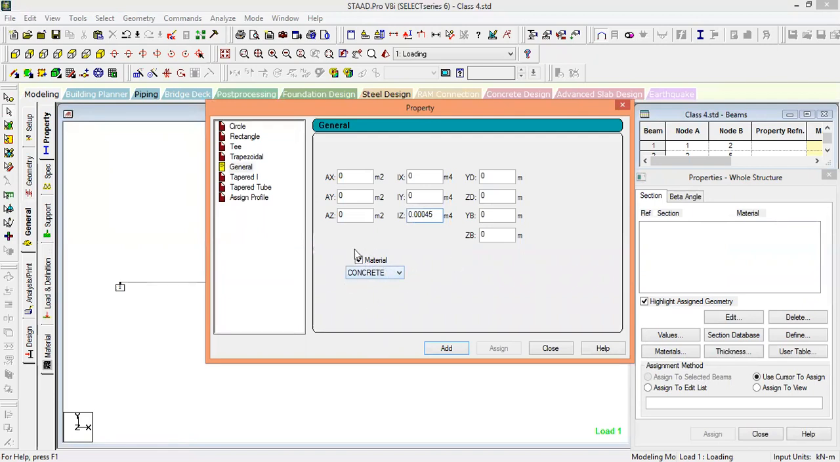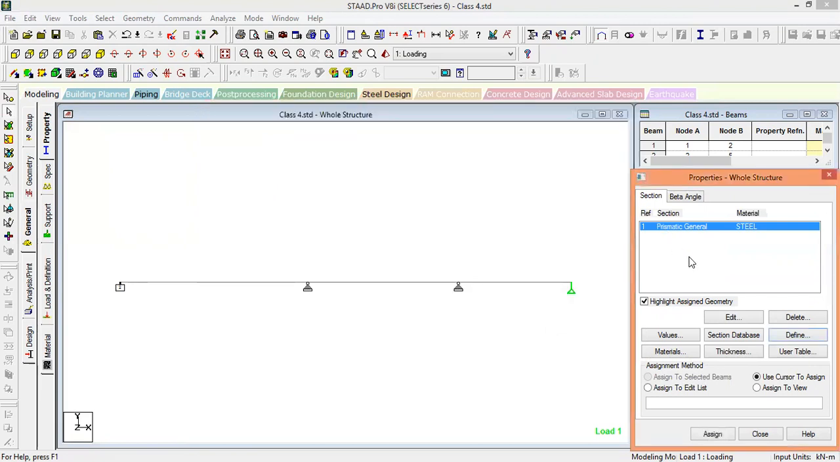Here you should choose the material. Suppose in the problem they give the E value as 2 into 10 power 5, then that is for steel. Normally 2 into 10 power 5 will be given for steel. So the material is steel. You should choose the appropriate material. Then go to add, close.